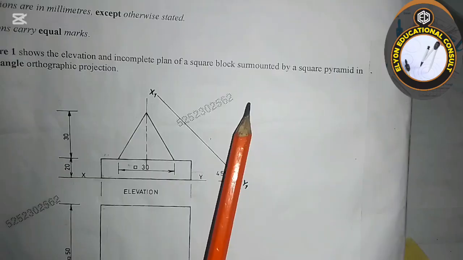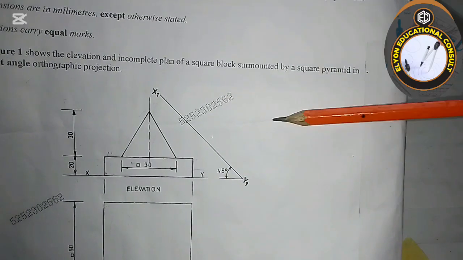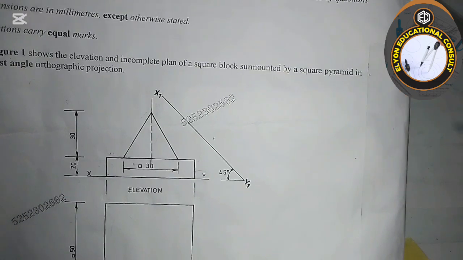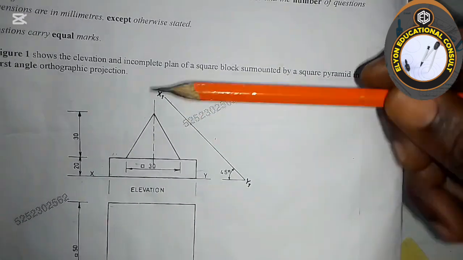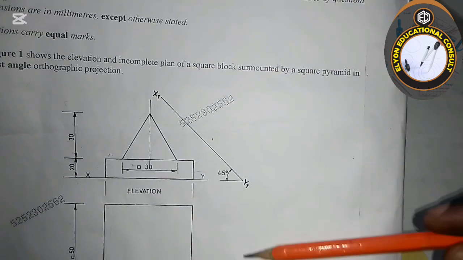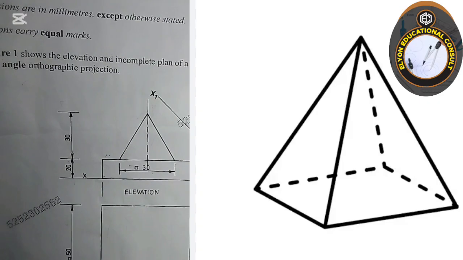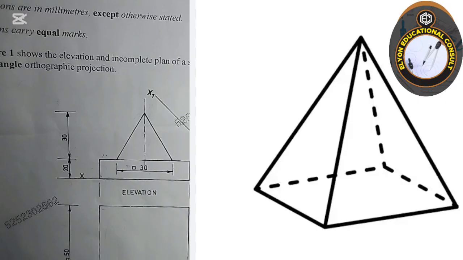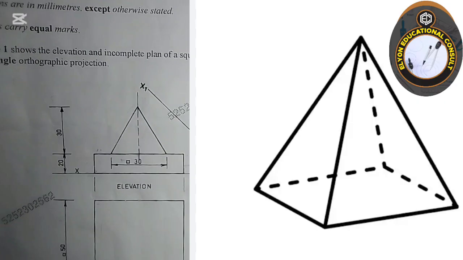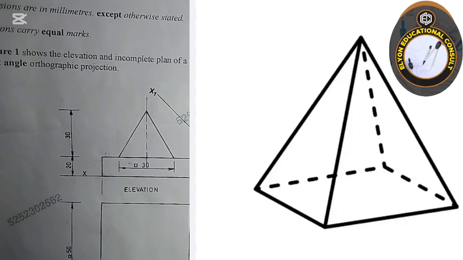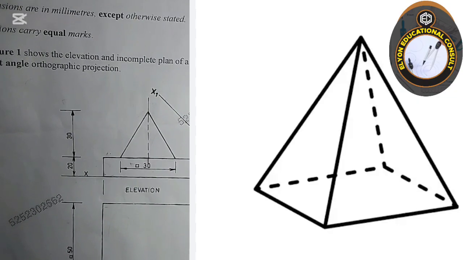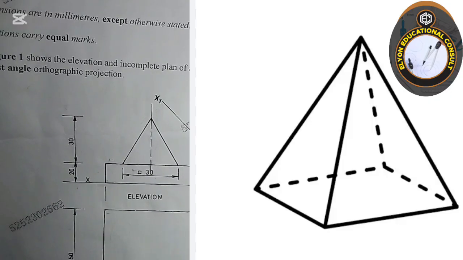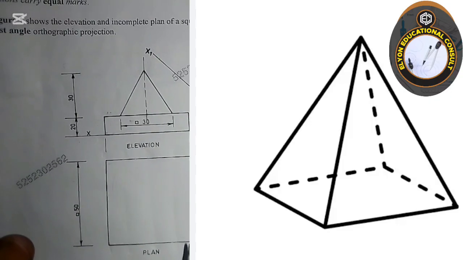What this means is that a square pyramid, or what we call a square base pyramid, is placed on a square block. You can see the picture of a square pyramid on your screen now. That is a square base pyramid. Either we call it square base pyramid or square pyramid. Now this pyramid on your screen is placed on a square block. We all know how a square block looks in isometric projection.